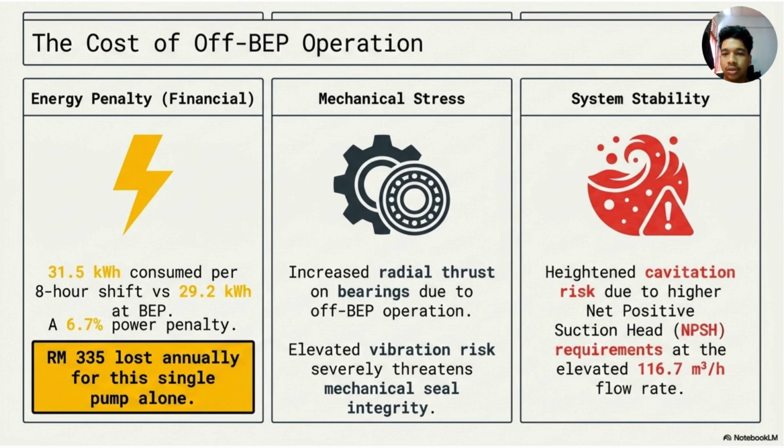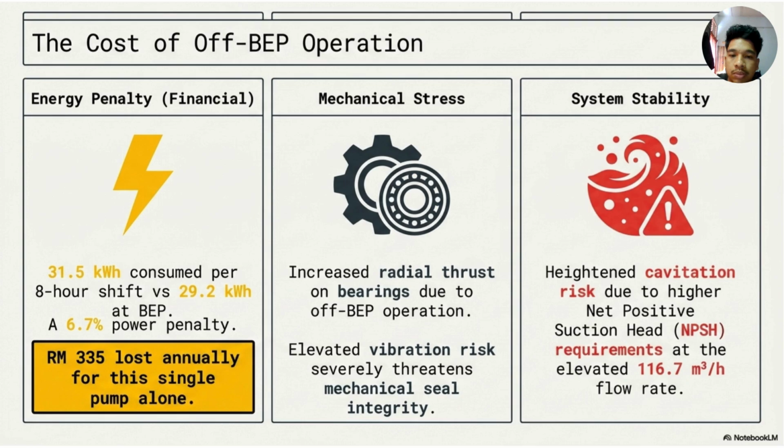Next, we go to the cost of off-BEP operation. There are three main costs of off-BEP operation. The first one is the energy penalty, financially. It's about 31.5 kilowatt being consumed per 8-hour shift versus 29.2 kilowatt per hour at BEP. So it has a 6.7% power penalty, causing about 335 loss annually for this single pump only.